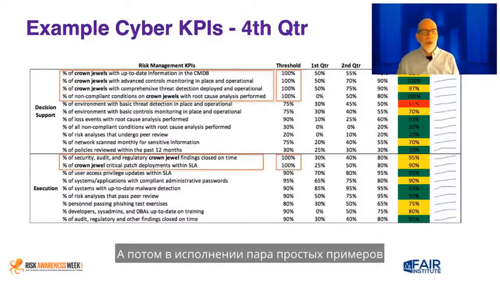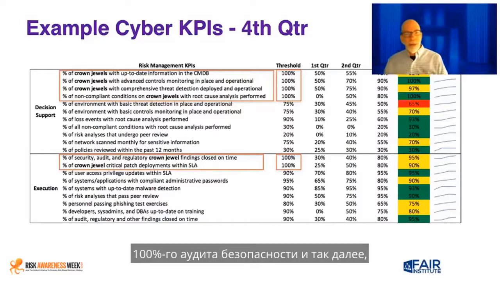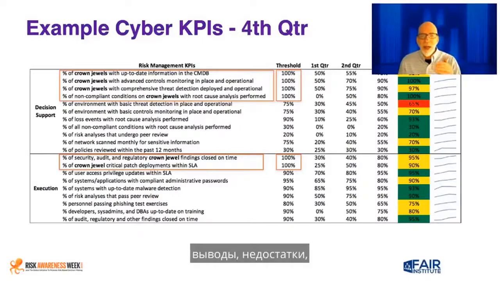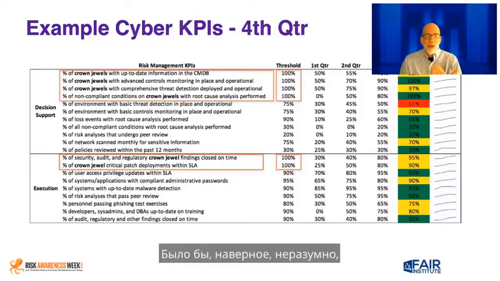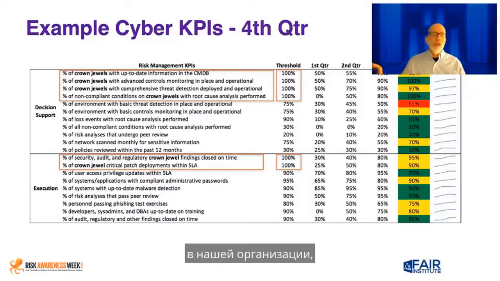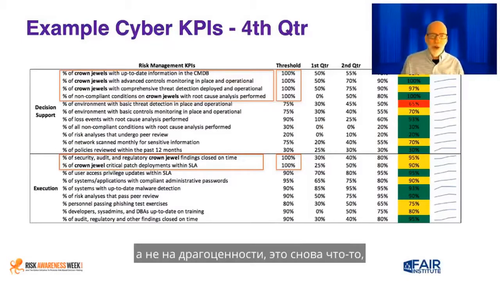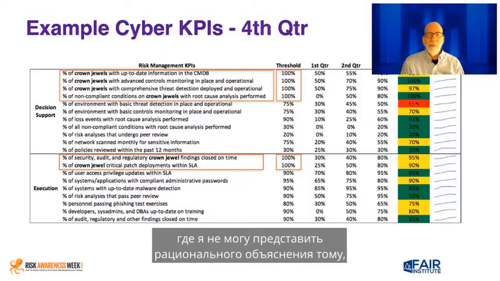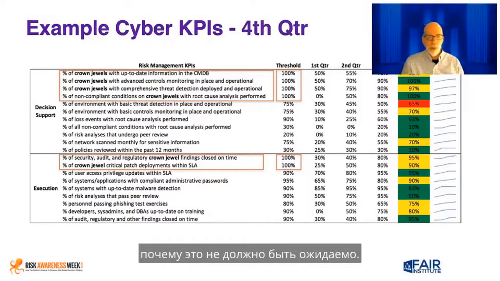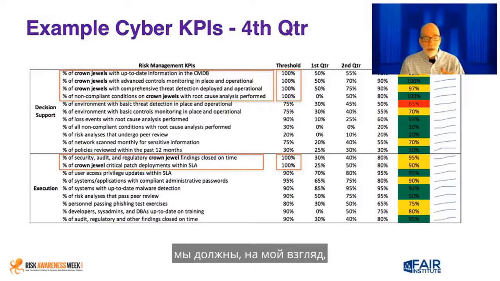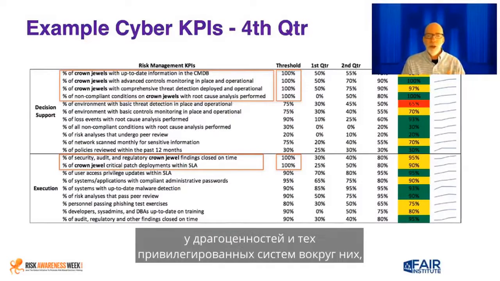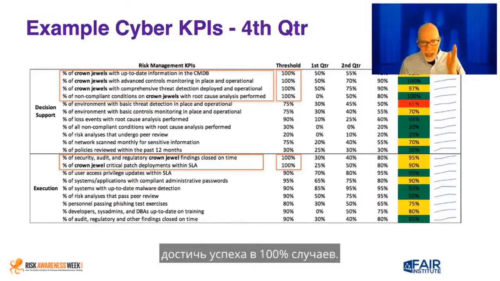And then in execution, a couple of simple examples are 100% of the security audit, et cetera, findings, deficiencies, if you will, have to be closed on time, 100% of the time. This probably isn't reasonable if we were looking at all of the deficiencies across our organization. But around crown jewels, this is, again, something that I can't imagine a rational explanation for why this shouldn't be an expectation. Same thing for critical patch deployments. We should have, in my view, very different patch requirements around crown jewels and those privileged systems around them than normal systems. And we need to hit that 100% of the time.